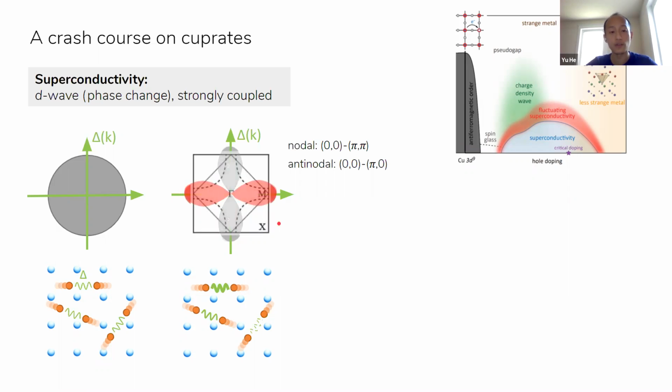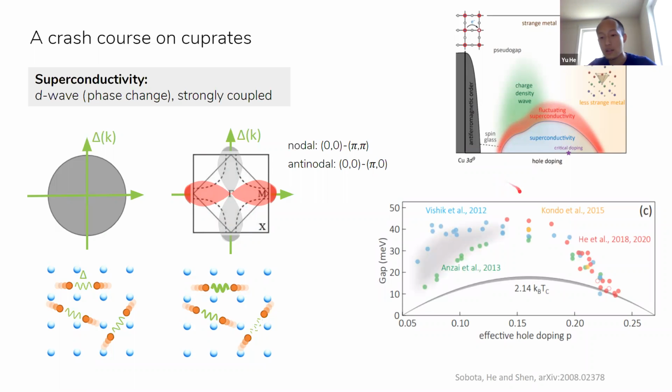If we were to overlay the Fermi surface that we just drew on the previous slide on this one, we can now see why we are calling the gamma X direction the nodal direction, because the gap has a node along this direction. And the gamma M direction is called the antinodal direction because the superconducting gap is maximum along this direction.